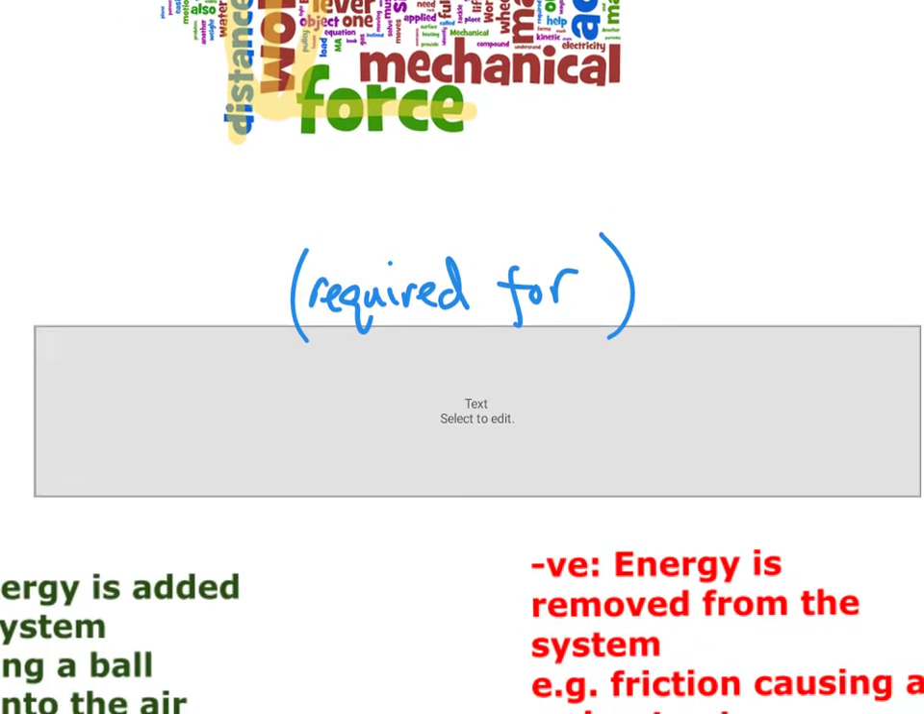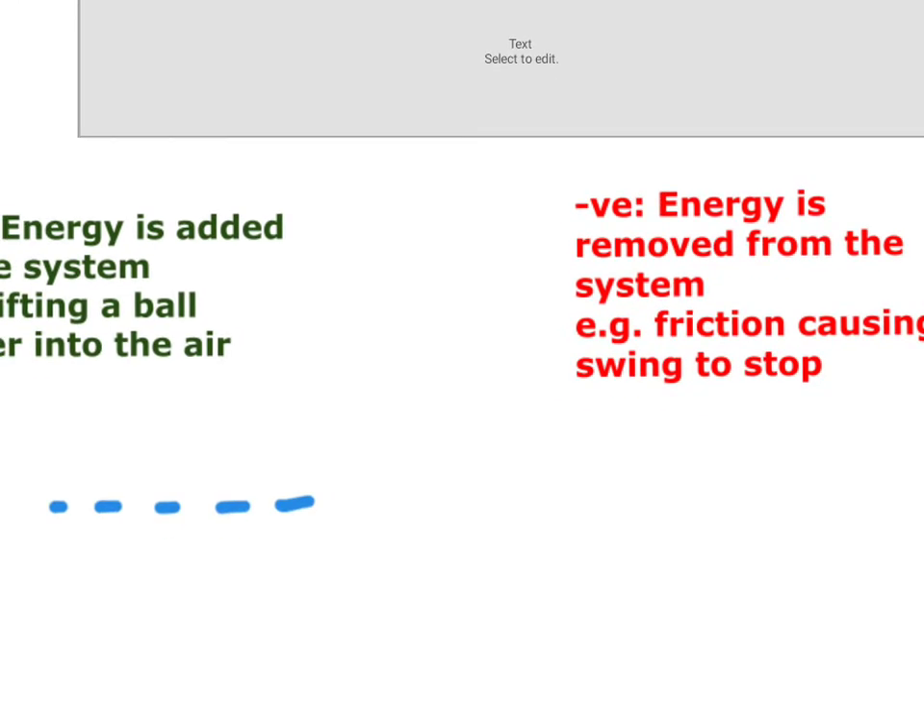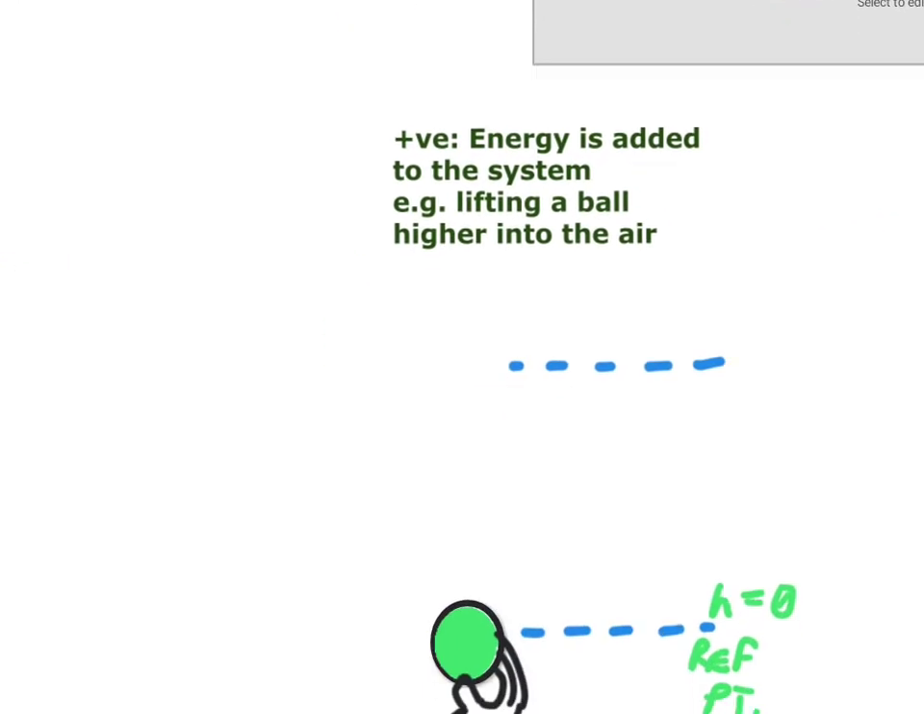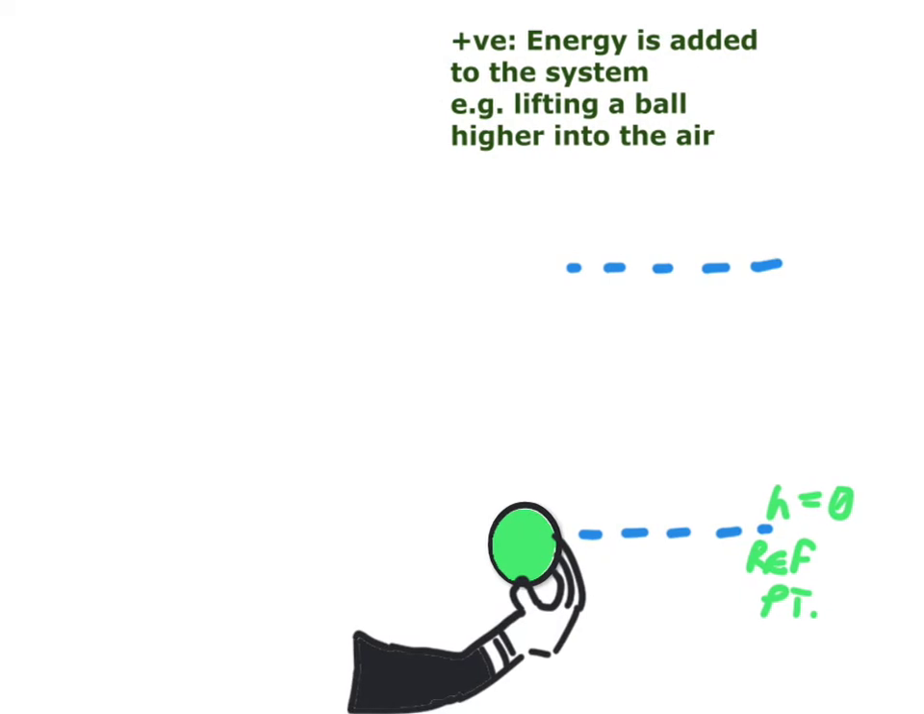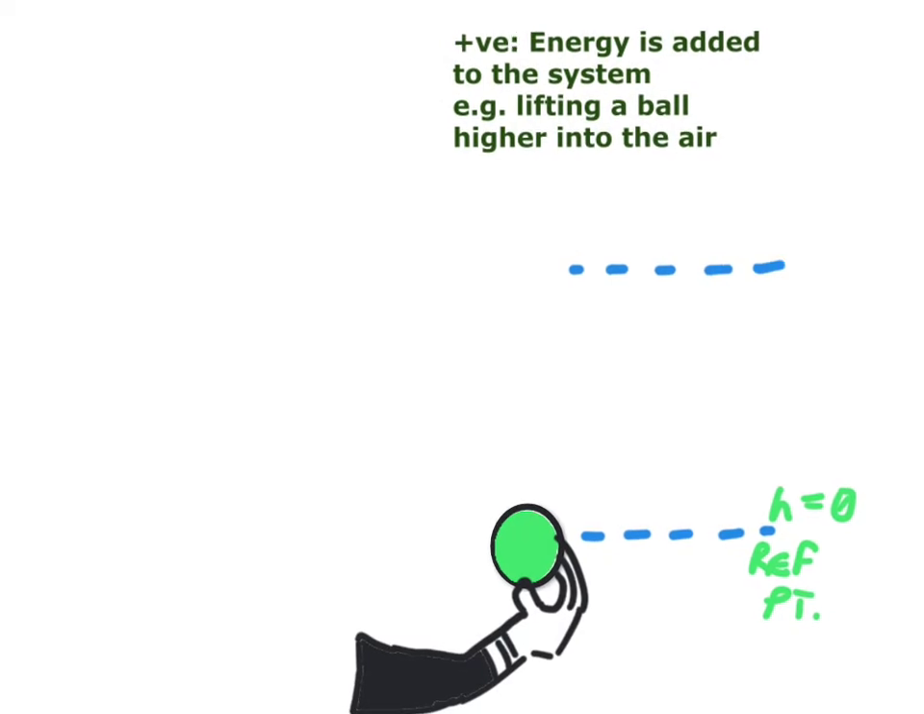Okay, so let's look at two examples here. The first one is an example where there is positive work. So we're just going to draw that in. Normally positive things are green, right? So we're going to draw that in with our little green. So when we're talking about positive work here, that's when energy is added to a system.